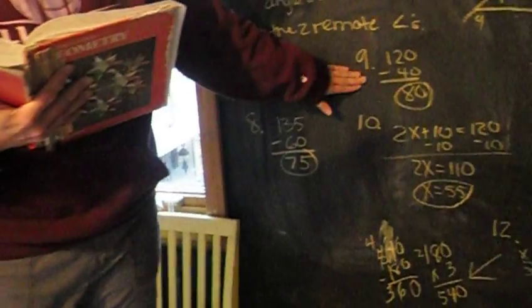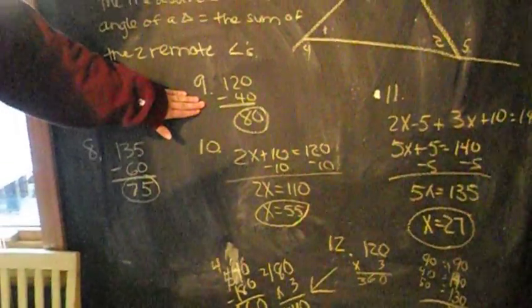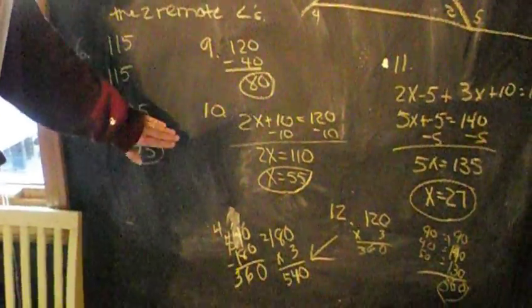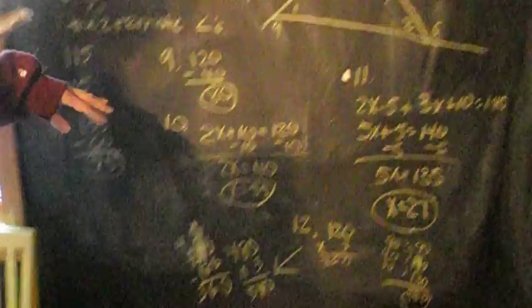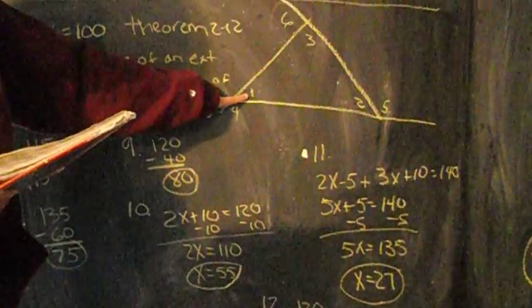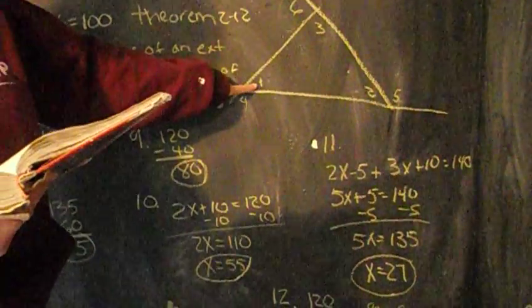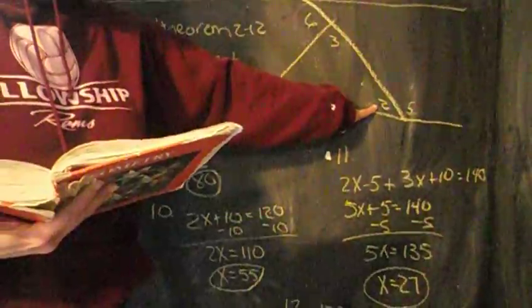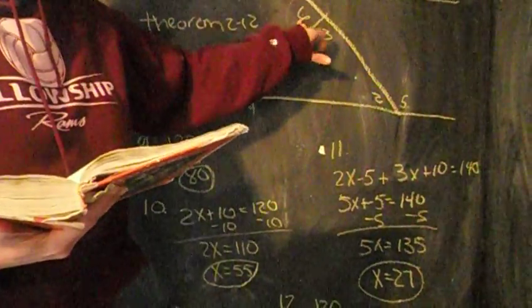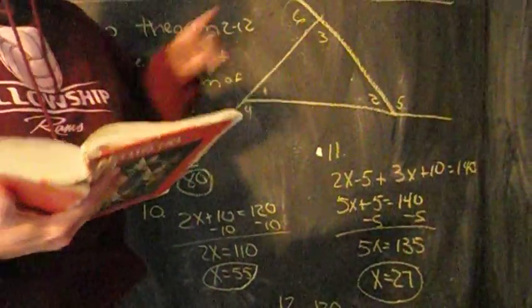So number 8 is 75 when I did that. Number 9, you're going to subtract 120 minus 40 to get 80 is the answer. Number 10, it said angle 1 equals x. So if that's x, and angle 2 is x plus 10, that's x plus 10. And angle 6 equals 120. So 120, well, we know those two added together are going to equal that.